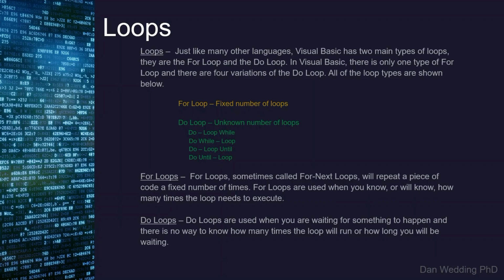For loops, sometimes called for next loops, will repeat a piece of code a fixed number of times. For loops are used when you know or will know how many times the loop needs to execute. Do loops are used when you are waiting for something to happen and there's no way to know how many times the loop will run or how long you will be waiting.